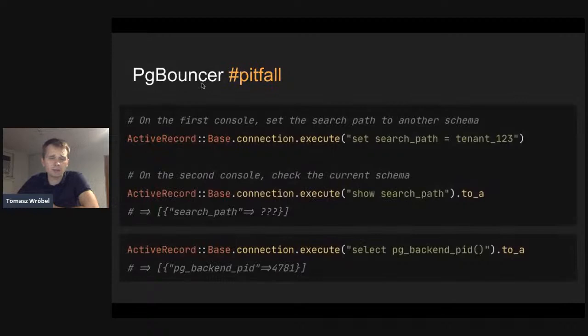PgBouncer is a quite popular tool to control the number of connections you make to your PostgreSQL server. It runs in three modes: session mode, transaction mode, and statement mode. In transaction mode, which was the recommended default in our case, basically you cannot use any of the session features. It can happen that one request does two transactions, and one of them is run on one connection and the other on another connection. And as we said before, the search path is only set for the specific connection. So using the transaction mode was a no-go if we wanted to keep using search path.